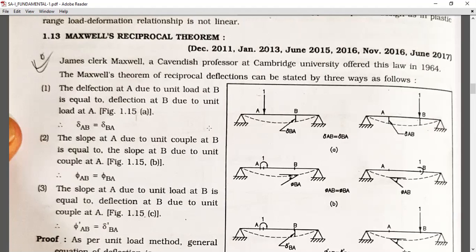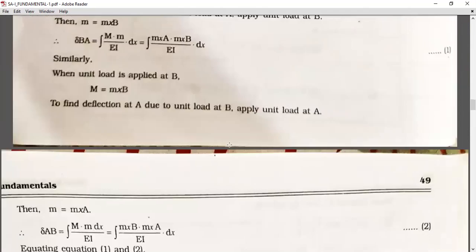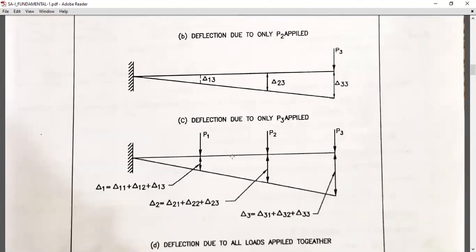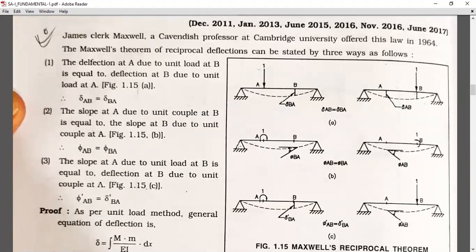Maxwell reciprocal theorem. James Clerk Maxwell is the scientist of the theorem. James Clerk Maxwell, a Cavendish professor at Cambridge University, offered this law in 1864. The Maxwell theorem of reciprocal deflection can be stated in three ways as follows.